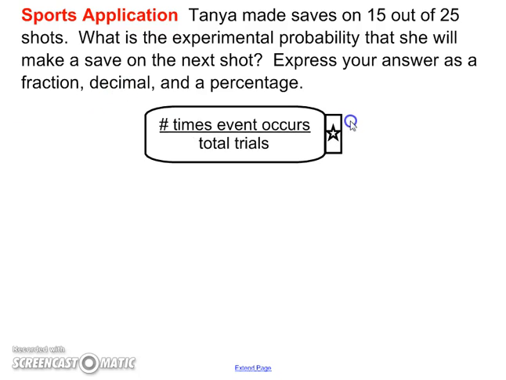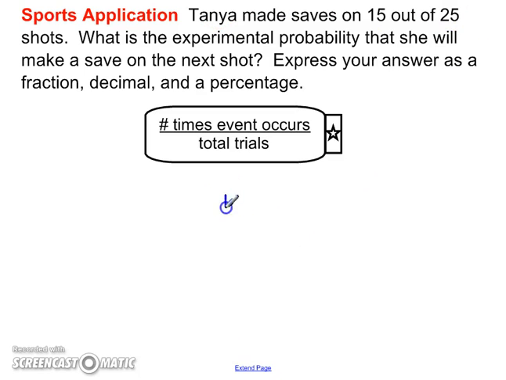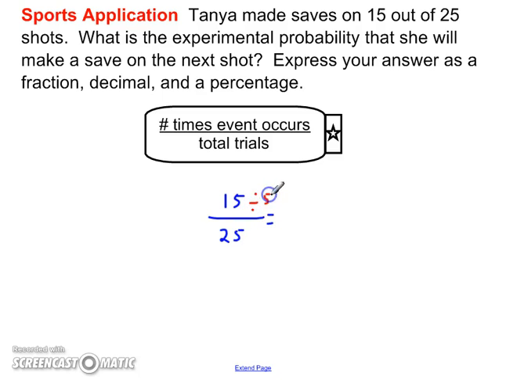And so we are going to calculate the percentage, and again, these percentages give us the likelihood of an event to occur in the future based on past experience. So we're going to take the number of times an event happens, and in this case, that's the number of saves, 15, out of the total number of trials, which is 25. Express your answer as a fraction, decimal, or percentage. Well, in this case, I'm going to reduce this to lowest terms. We know that both of these divide by 5, so 3, and divide by 5, 4. So we have a 3 out of 4 chance, a 3/4 chance that she will save. So she's saving 3 out of every 4 shots.